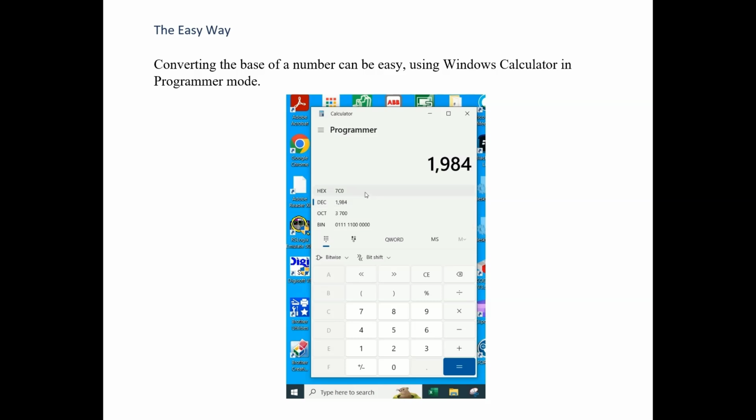We enter a decimal number, we get a simultaneous display of the number converted to hex, octal, and binary at the same time. Note 1,984 in decimal equals 7C0 in hex. We can change what base the calculator is working with by clicking hex, for example. Enter 7C0, and we convert it back to decimal 1,984. And that's the easy way.